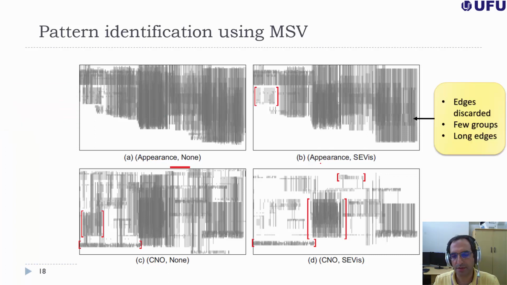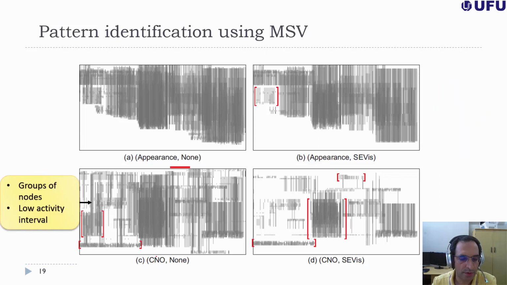In the second case, we still use node appearance for node ordering, and now we apply SEVs for edge sampling. In this case, several edges are discarded, so the layout is less polluted. We can now identify a few groups, for example this one. However, we still have long edges, so the improvement from the first example is not so relevant for this approach.